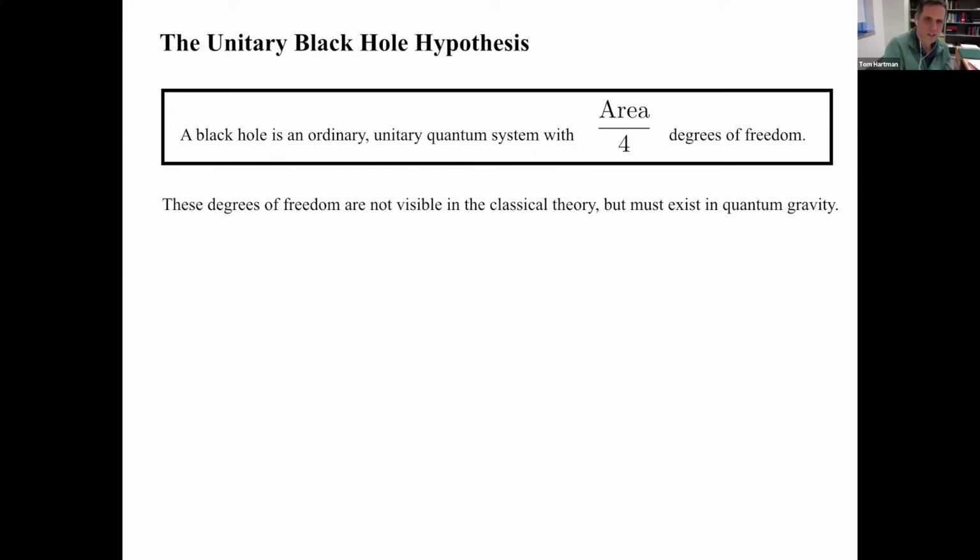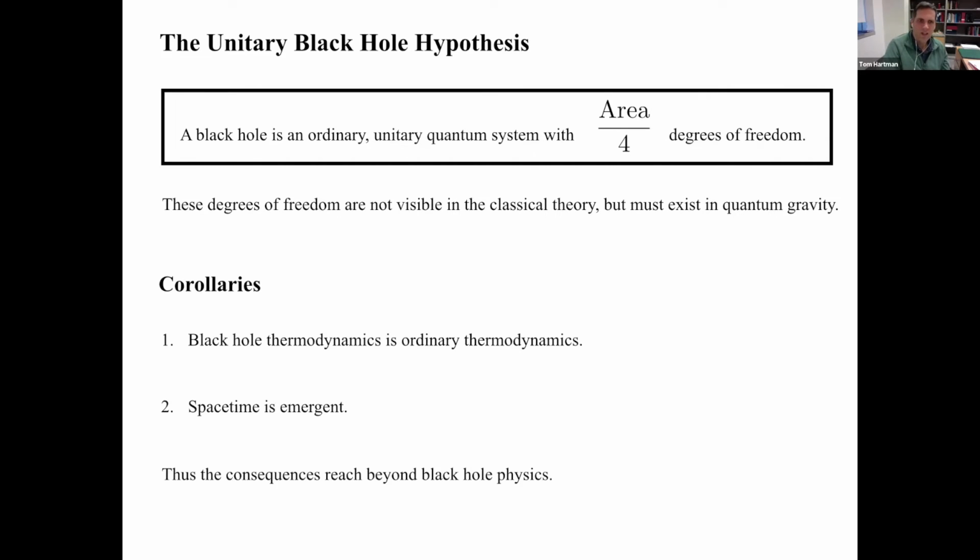Now, as I said, these degrees of freedom are not visible in the classical theory, but if this hypothesis is true, then they must exist in quantum gravity. So one of the ways of posing the problem of quantum gravity is to find these states.